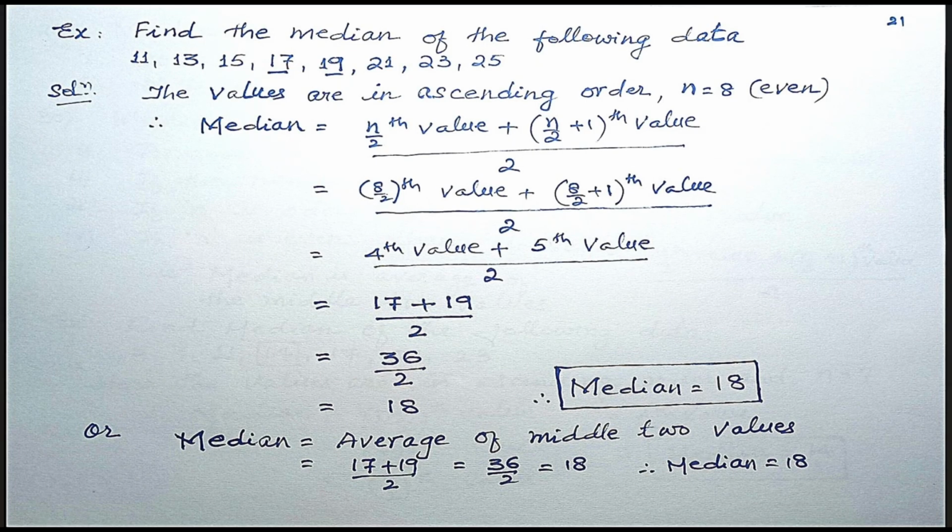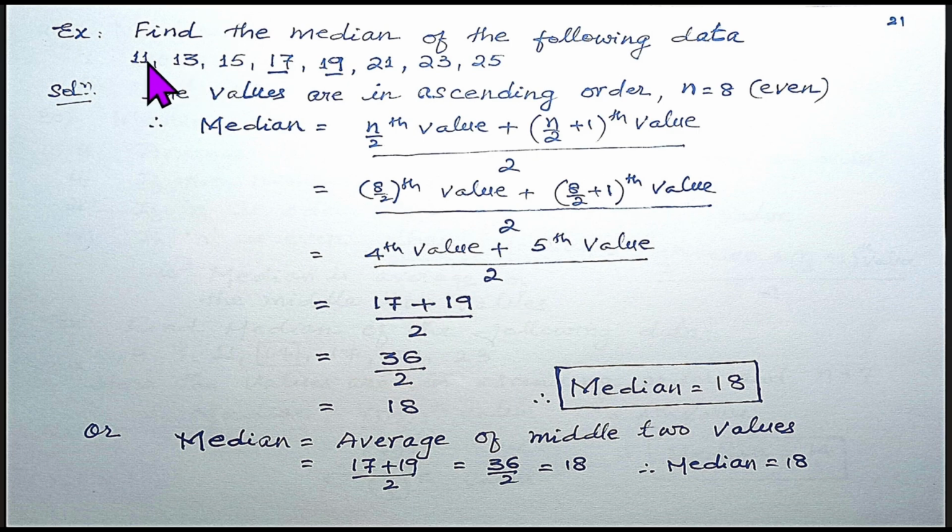Now coming to another example, find the median of the following data: 11, 13, 15, 17, 19, 21, 23, 25 is the data given to us. Count 1, 2, 3, 4, 5, 6, 7, 8, means n is 8. n is 8 means it is even. So therefore median is n by 2th value plus (n by 2 plus 1)th value divided by 2, that is 8 by 2th value plus (8 by 2 plus 1)th value, or 4th value plus 5th value divided by 2.